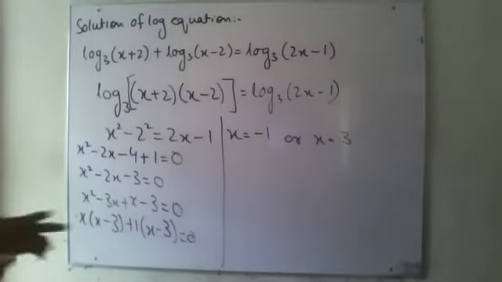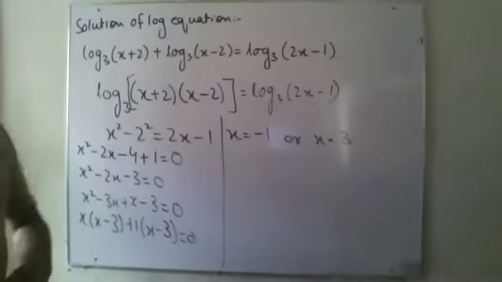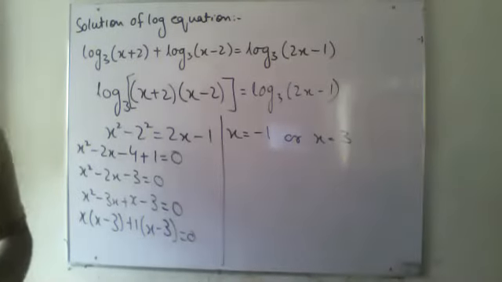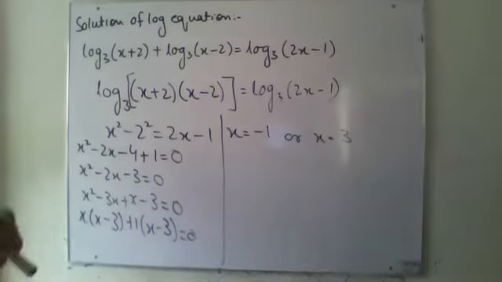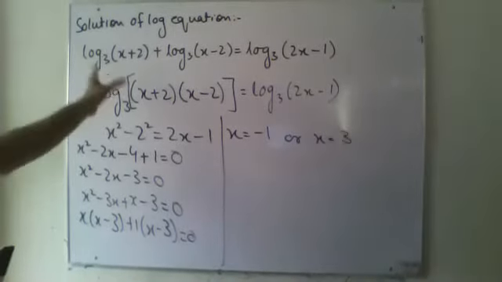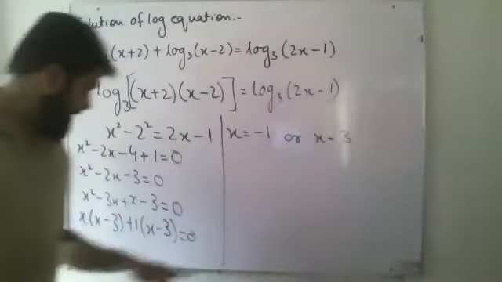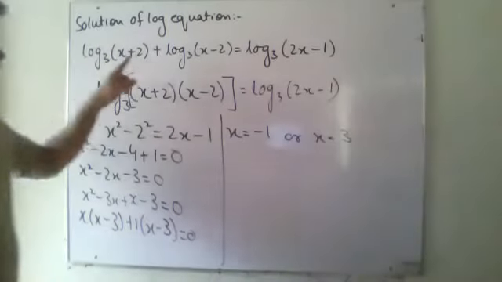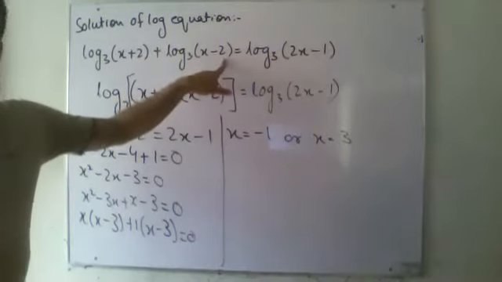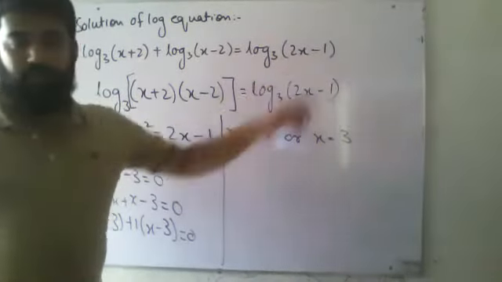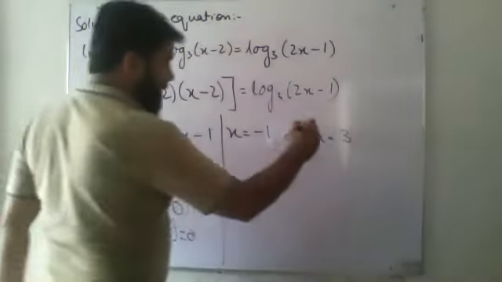Previously, we were just finding the values. We were not putting them back in the equation. But now, you are going to put the values into the equation and identify whether it applies or not. See, the first value is x equals 3. When I put 3 here, 3 plus 2 will be 5, 3 minus 2 will be 1, 3 times 2 is 6 minus 1 will be 5. Every value is positive. So, okay, it is acceptable.